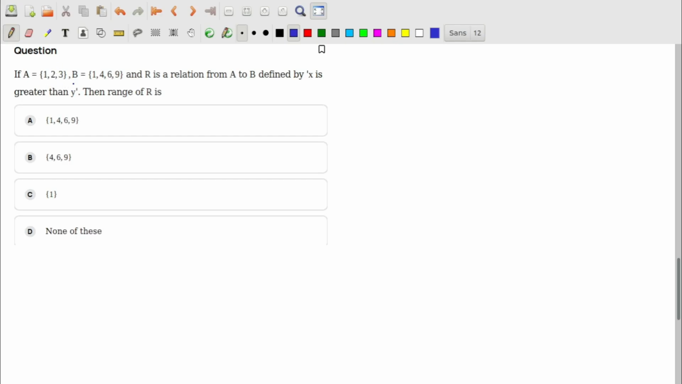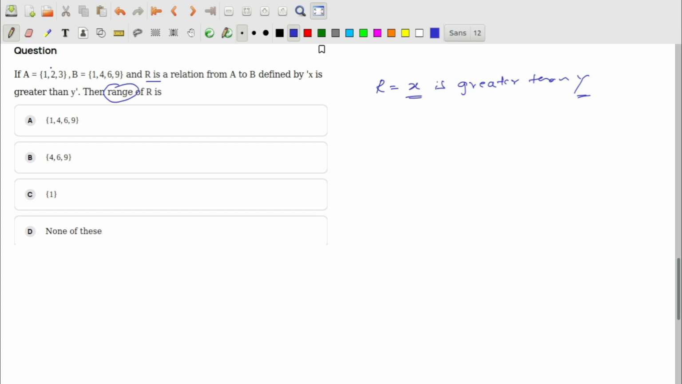If A is equal to {1, 2, 3} and B is {1, 4, 6, 9}, and R is a relation from A to B defined by x is greater than y, what is the relation here? The relation between x and y is given, and you need to find the range. What is the range of the relation?